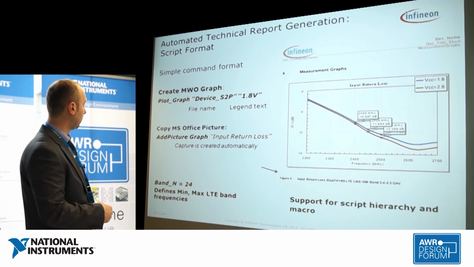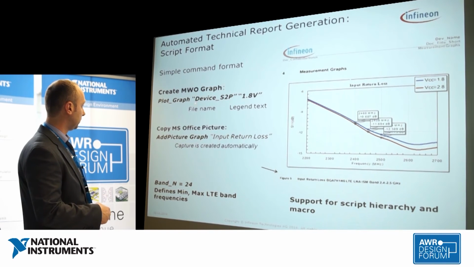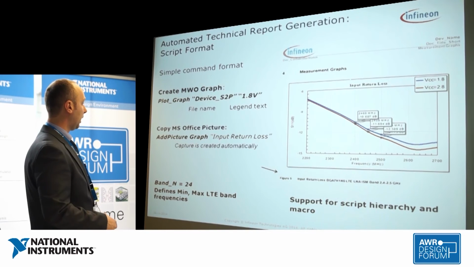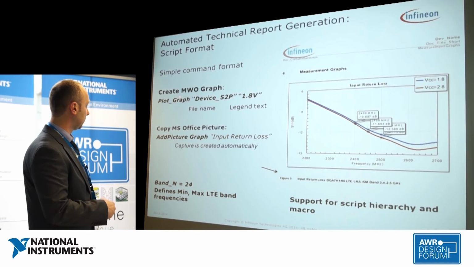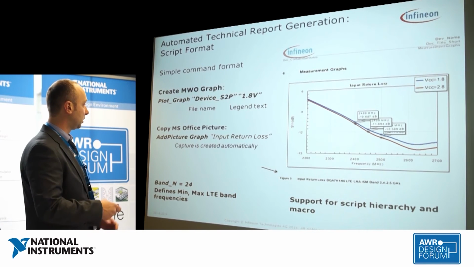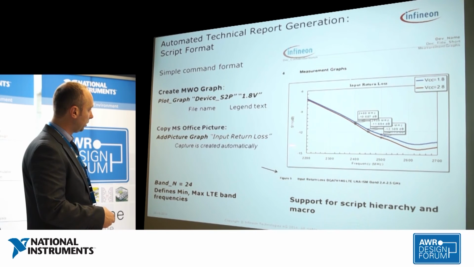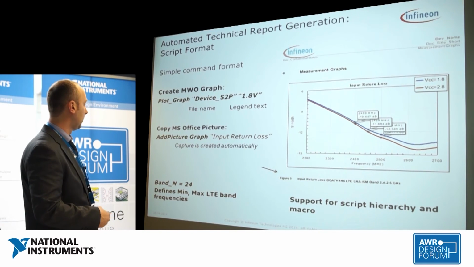You write something like plot graph, for instance. You write the device name, you write the legend name, and the big part is done in the background script, because plot graph, in effect, is a macro which knows which scaling should be used. It knows which steps, sub-steps, and markers should be set. And this command will generate such a graph.